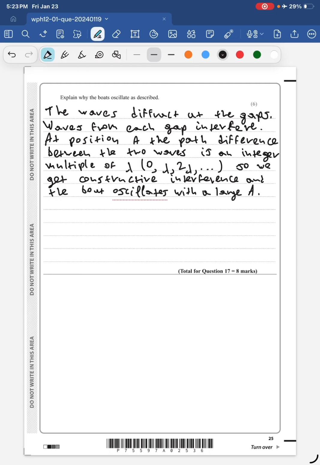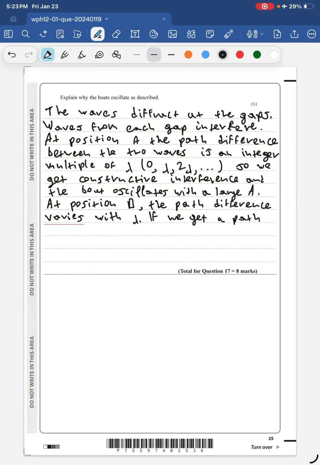At position B, the path difference varies with lambda. Okay, if we get a path difference of lambda, 2 lambda, etc., we get constructive interference.